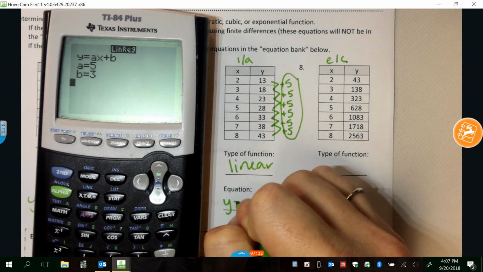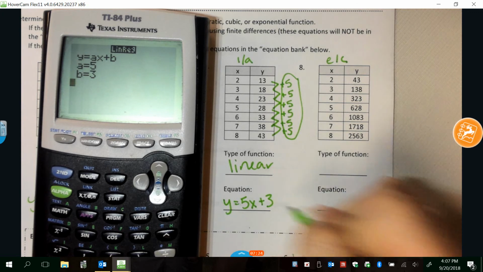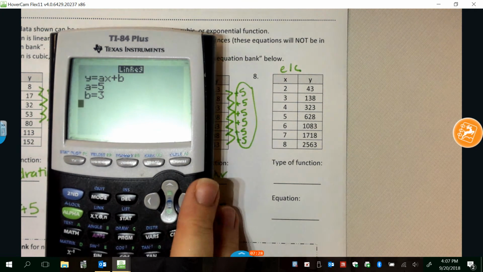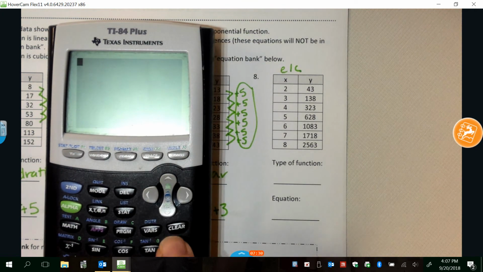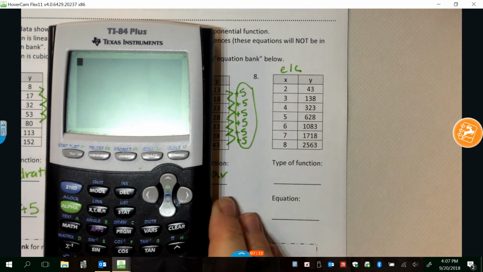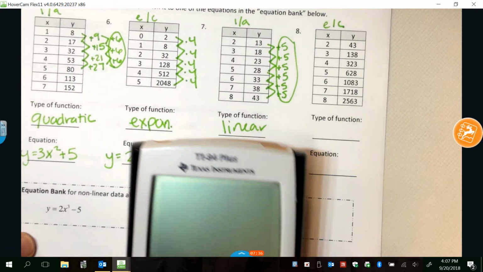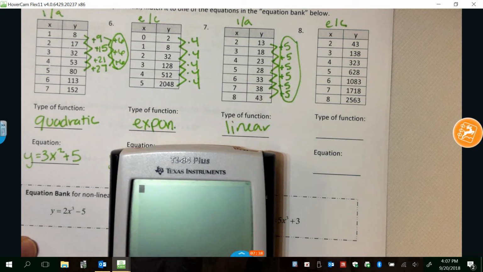Yes, y equals 5x plus 3. Last one, we should know it's cubic because we've used all of our other options. If you really struggle with finding second difference or all that other stuff, guys, you could type these in your calculator and see which one has a match with the table.